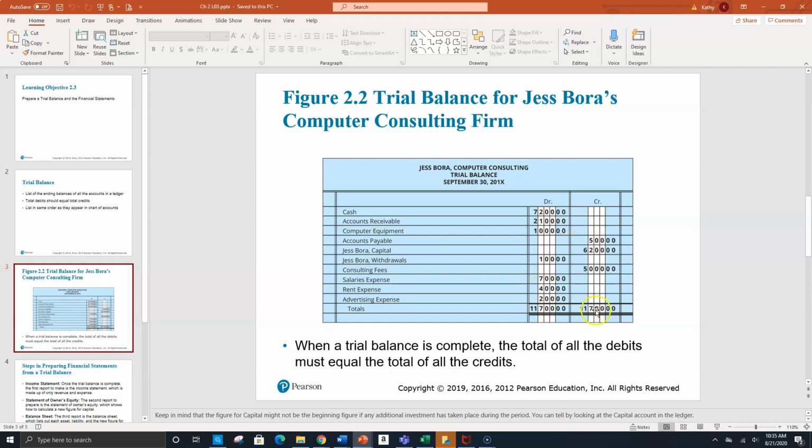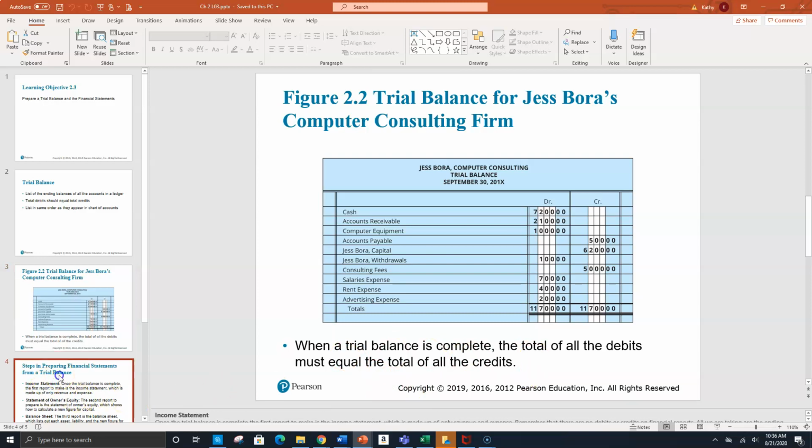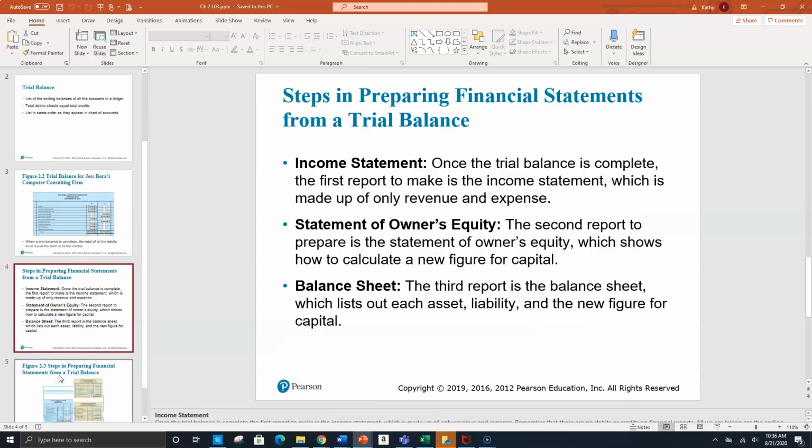So you just list them out and make sure, and if they don't equal, then you have a problem where you did not enter your debits and your credits correctly, or they were not in balance. Okay? When a trial balance is complete, the total of all the debits must equal the total of all the credits.